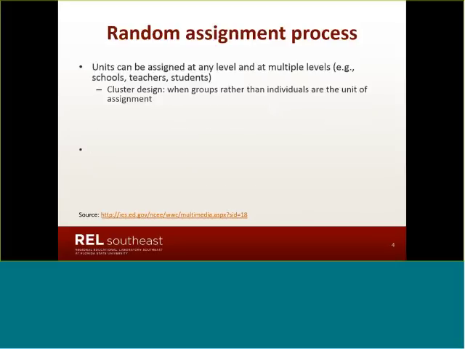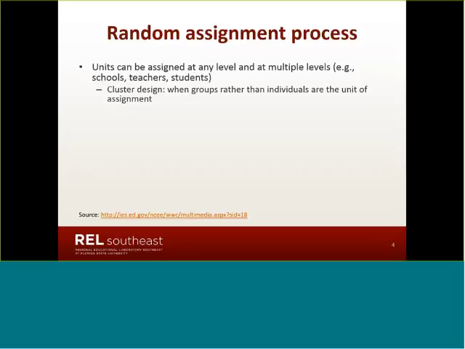So turning to RCTs, let's talk about the random assignment process. The WWC accepts random assignment at any level and at multiple levels. So for example, random assignment of schools, random assignment of teachers, students. When researchers are deciding the level at which the random assignment will be conducted in a study, an important consideration, of course, is the level at which the intervention is implemented.